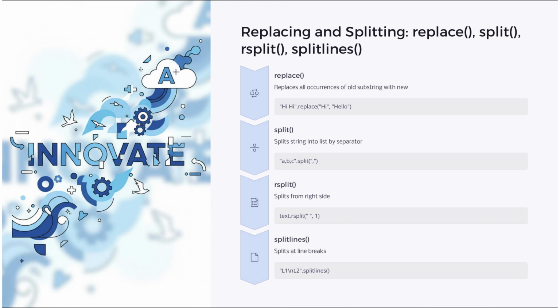The replace method substitutes all instances of a specified substring with a new one, as in replacing hi with hello. The split method divides a string into a list using a separator, while rsplit splits from the right. The splitlines method breaks a string at line breaks, useful for processing multi-line text.